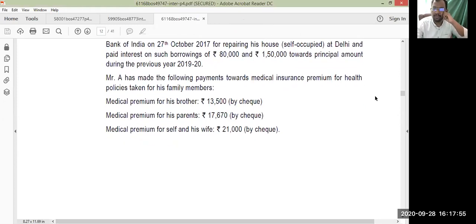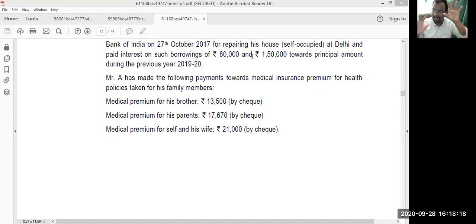Mr. A has made the following payments towards medical insurance premium on the health policies taken for his family members. Medical premium for his brother 13,500 by check. Can I claim it as deduction under section 80D? Answer is absolutely no, I cannot.